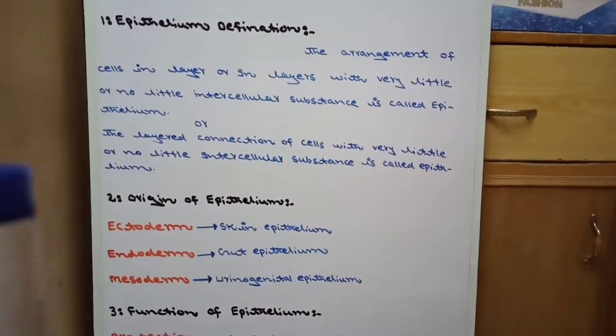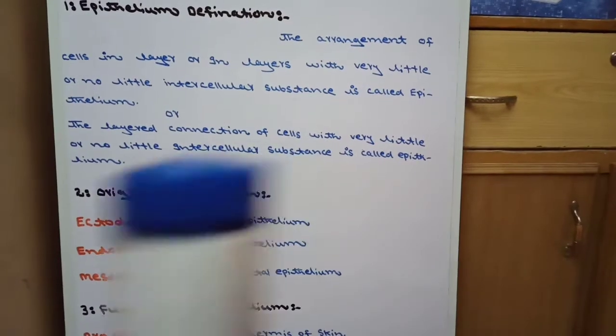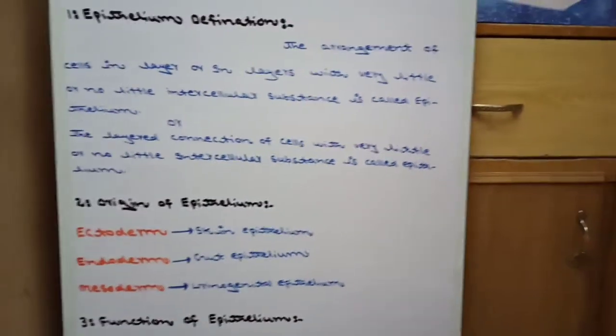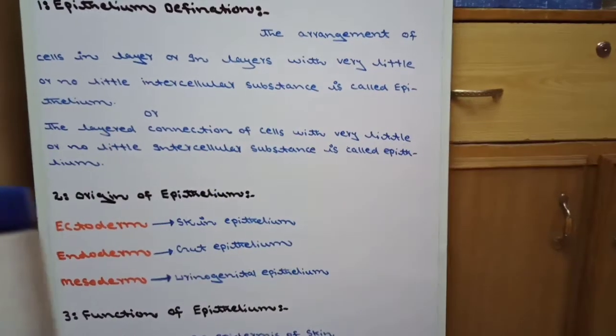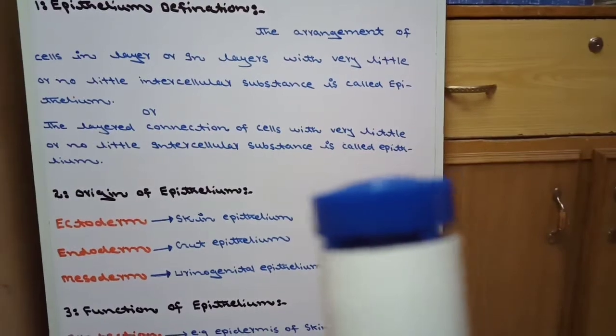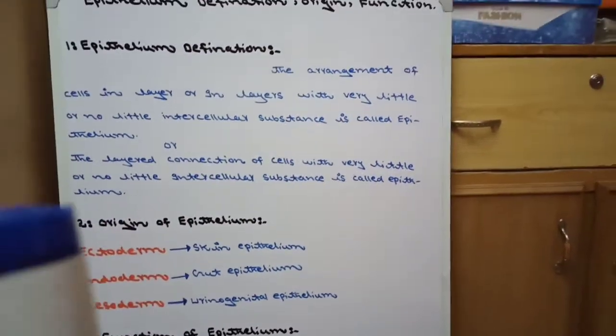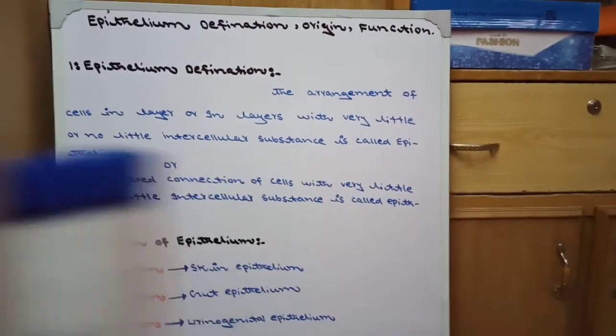The other is the layered connection of cells, meaning cells make a layer. The layered connection of cells with very little or no intercellular substance is called epithelium. This is the second way to define epithelium.